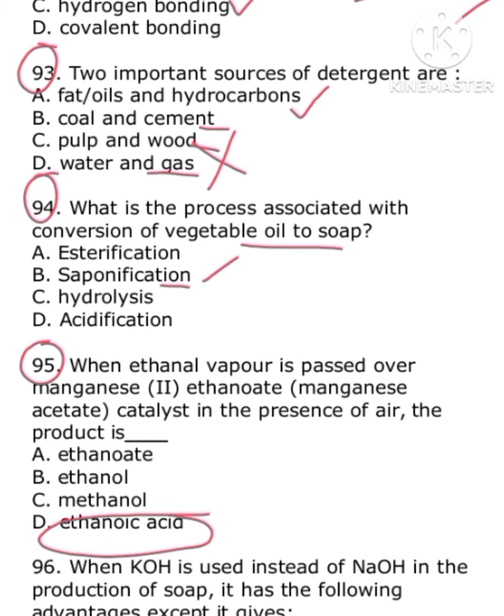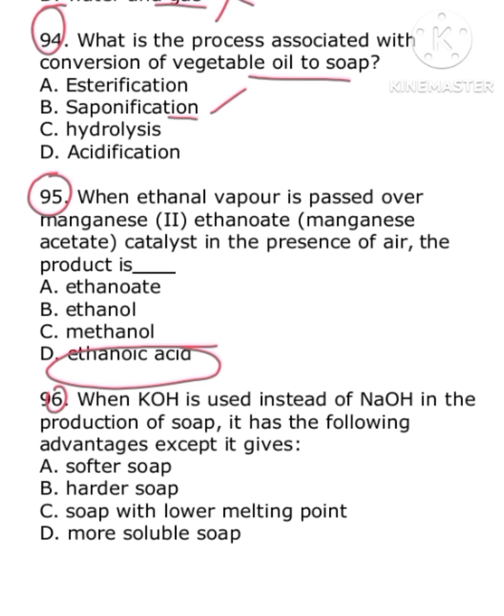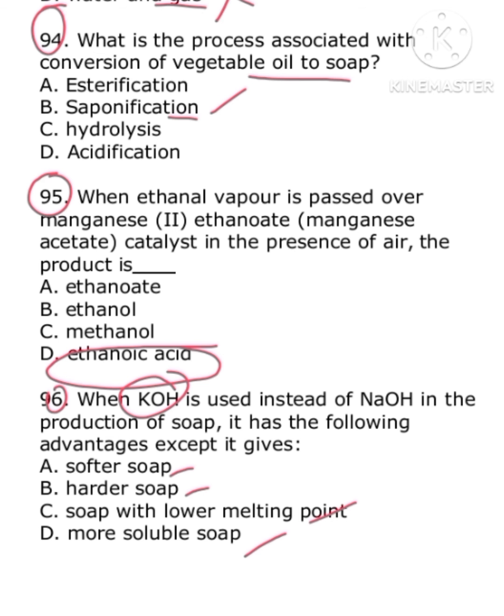Then when KOH is used instead of NaOH in the production of soap, it has the following advantages, except that: softer soap, harder soap, soap with lower melting point, more soluble soap. So the correct answer to that question is A. During the hydrolysis of fat and oil, if you use KOH, it tends to make the soap very, very soft. So the answer is option A.